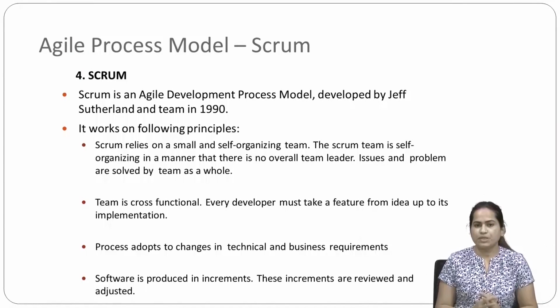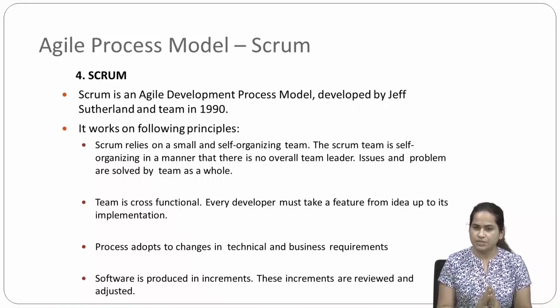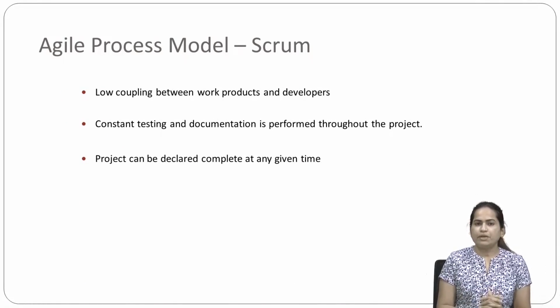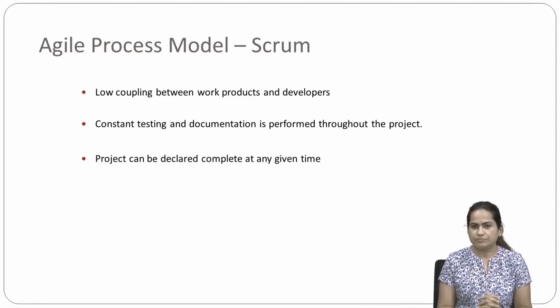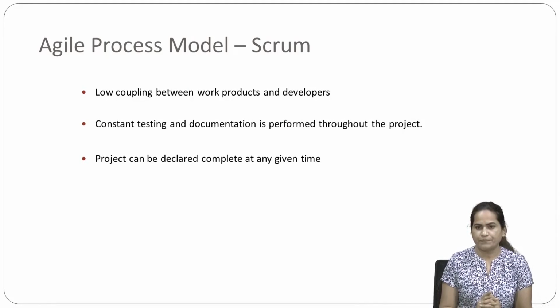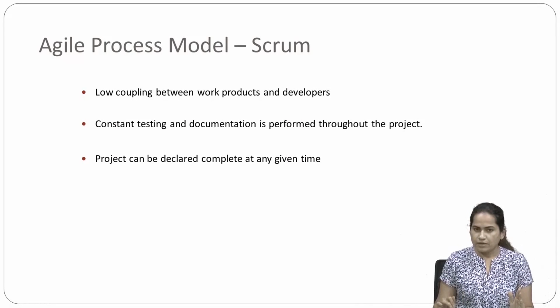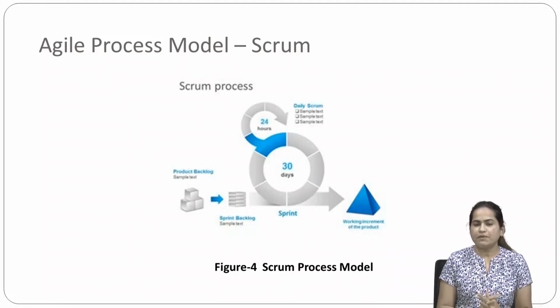Software is produced in increments. These increments are reviewed and adjusted. Low coupling between work products and developers. Constant testing and documentation is performed throughout the project. The project can be declared complete at any given time. So these are the principles we are following in the Scrum model.